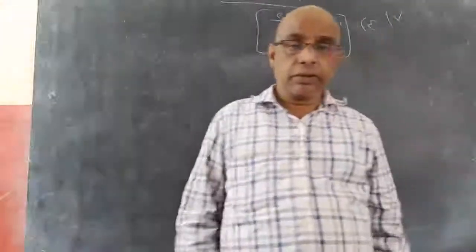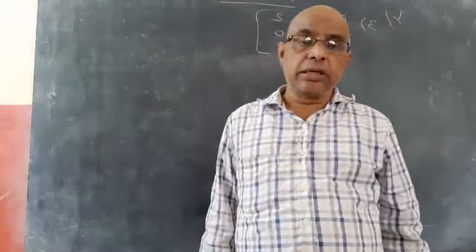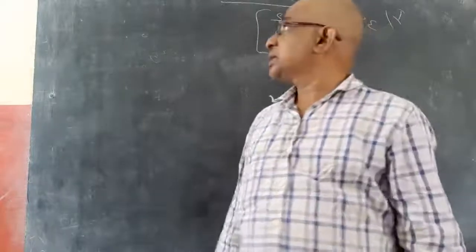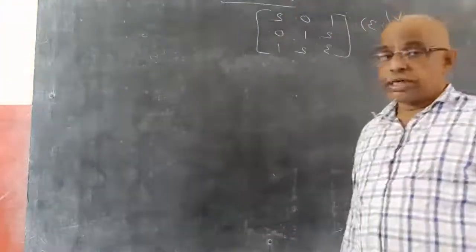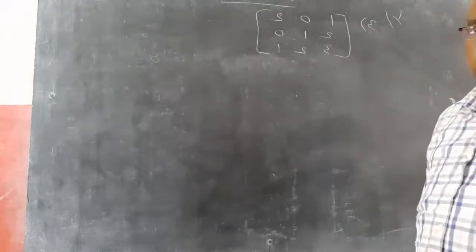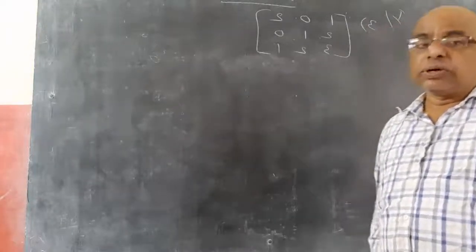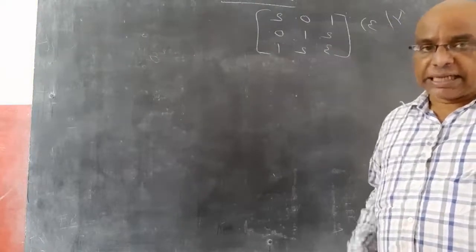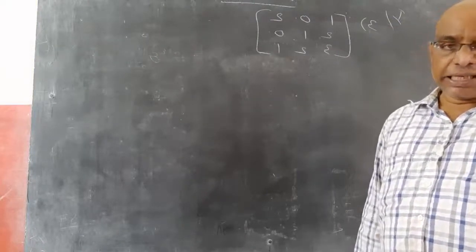Good morning, everybody. We are discussing matrices, adjoint of a matrix and inverse of the matrix. We are doing exercise 3E. In that, we did up to the second sum, the 2 by 2 matrix, how to find adjoint and inverse. Now we will discuss how to find the adjoint and inverse of a 3 by 3 matrix.